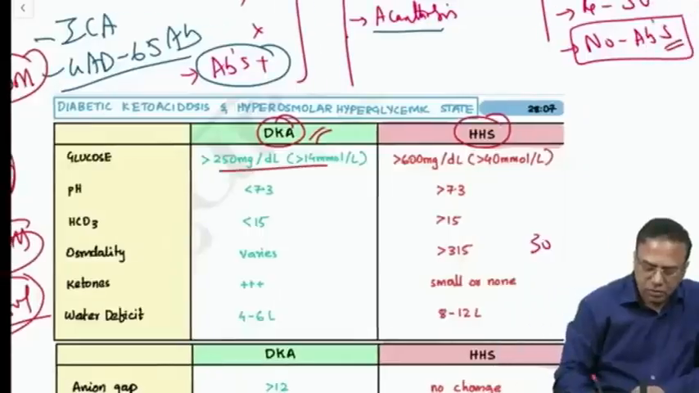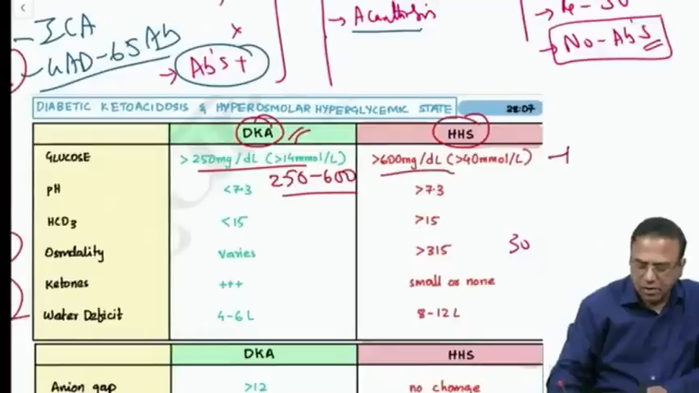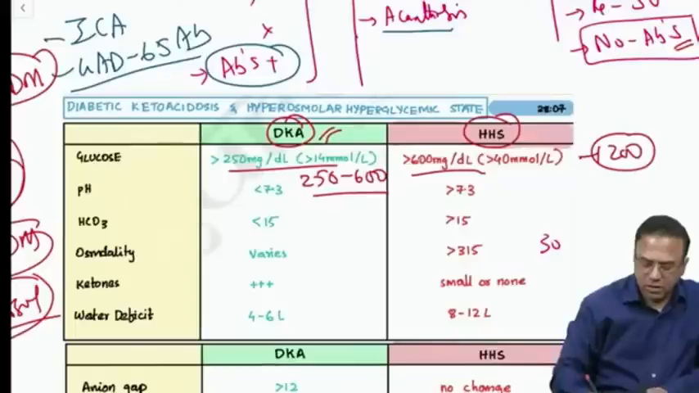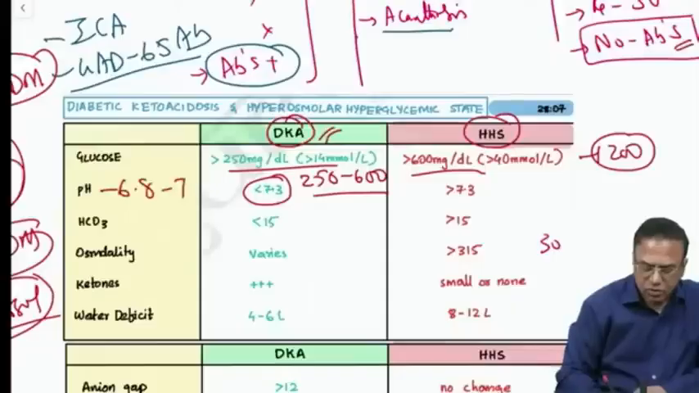The glucose level is between 250 to 600 in a DKA, and 600 to 1200 is the kind of glucose you'll see in HHS. So the main concern here is too much ketone bodies will cause severe acidosis. And you might see the pH as low as 6.8 to 7.3. And many of them will have a pH of 6.9.